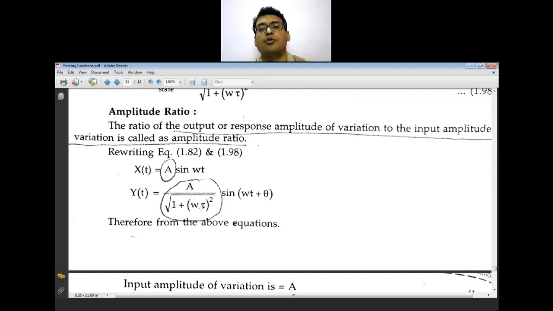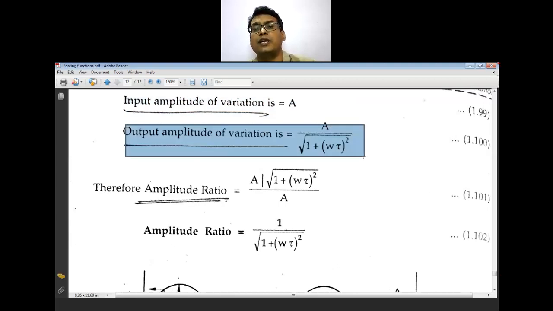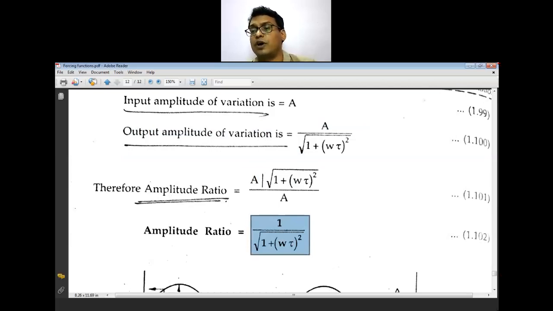And the output is A upon root of 1 plus omega tau square into sin of omega t plus theta. So I have to take the ratio of these. What is the input amplitude? A is my input amplitude, and the output amplitude is A upon root of 1 plus omega tau square. Therefore the amplitude ratio is 1 upon root of 1 plus omega tau square.